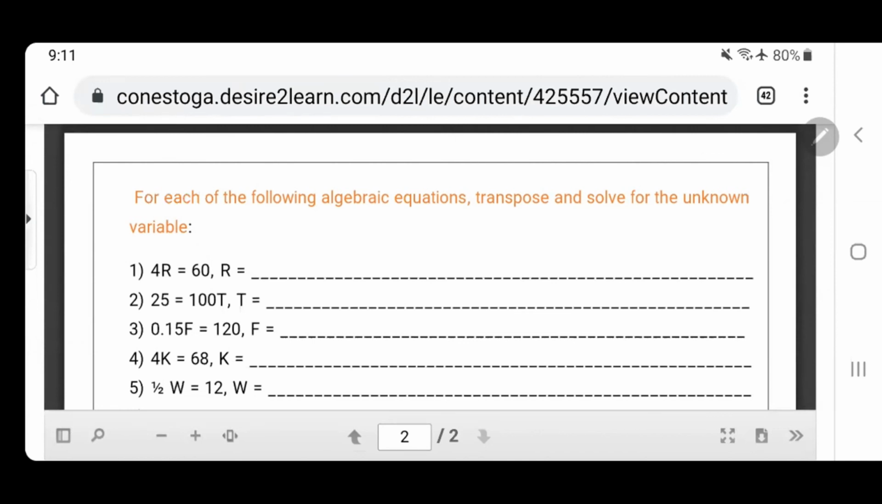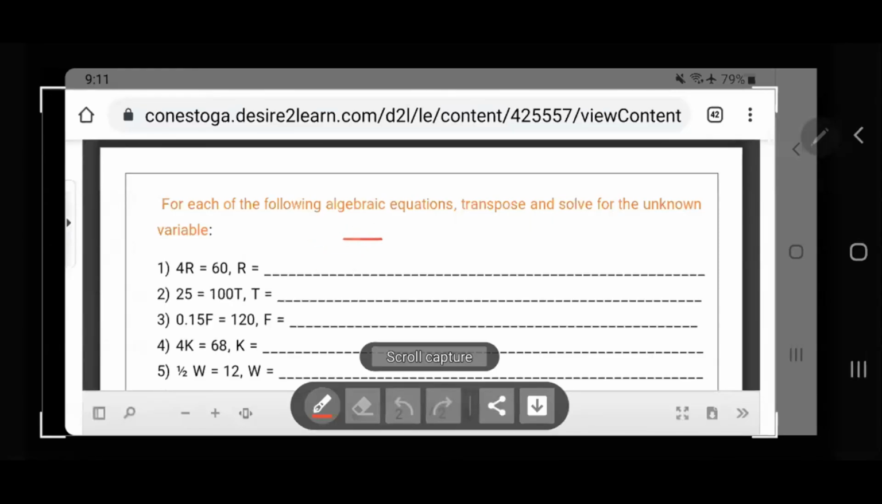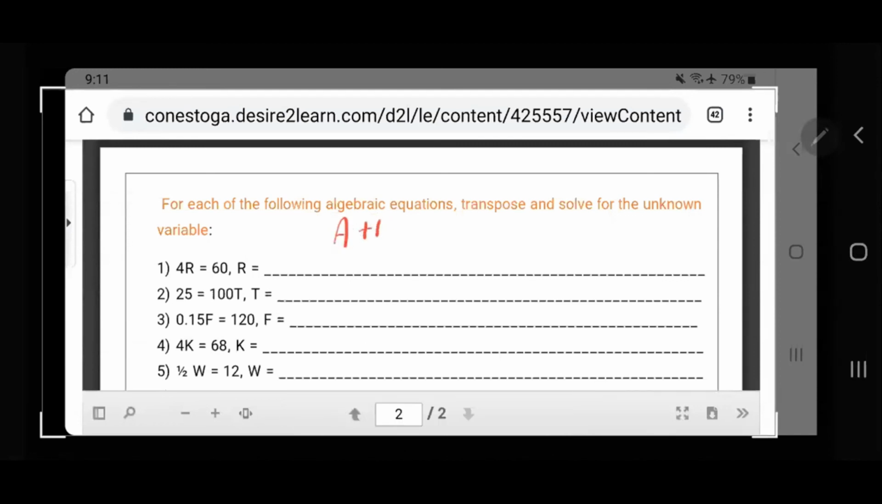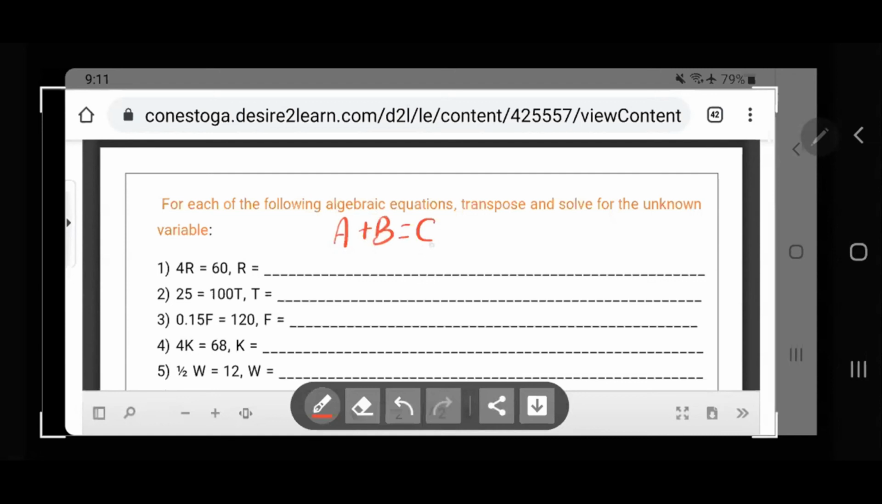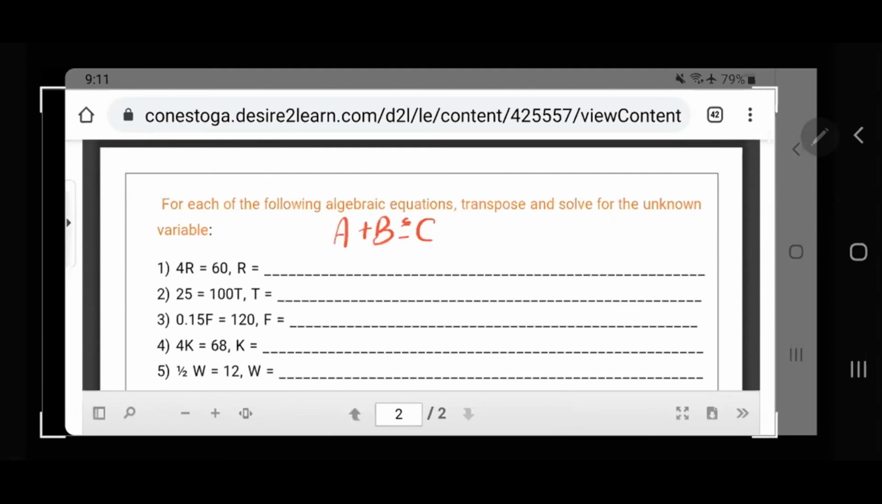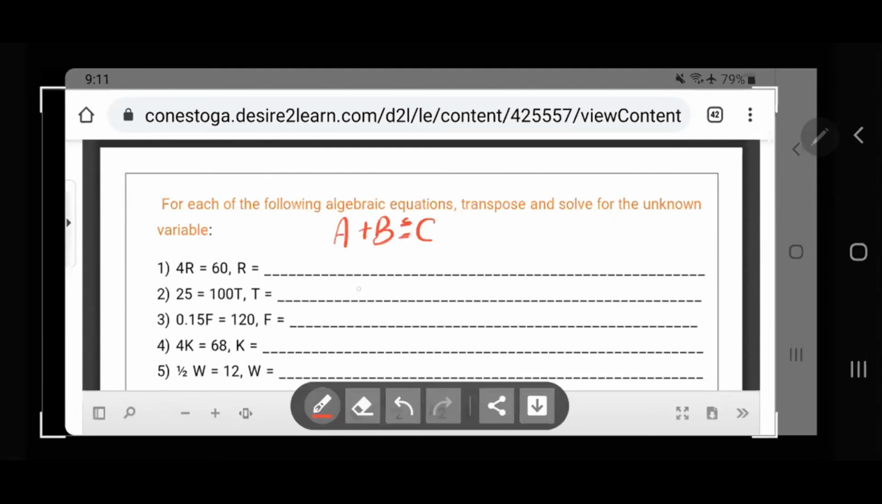When it comes to transposing, the thing to keep in mind is this: when we have anything which is adding, let's say A plus B is equal to C, and we want to transpose A, anything which is adding is going to go to the other side of the equals sign, performing the inverse operation.